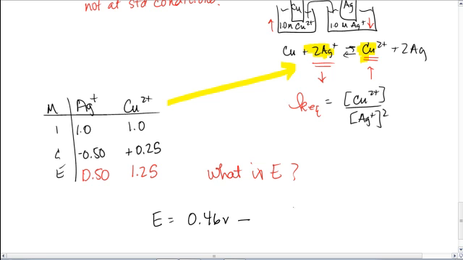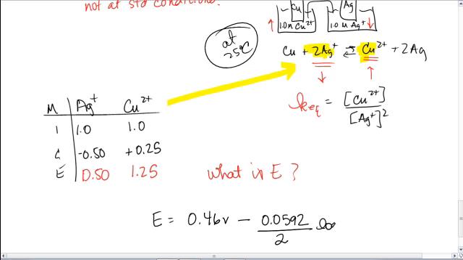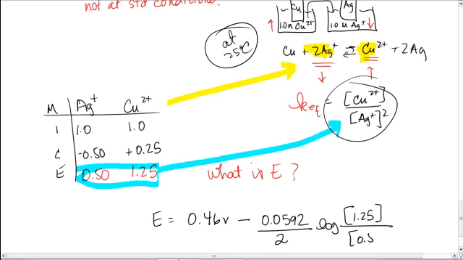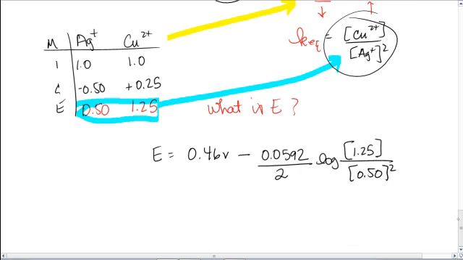Minus, I'm going to use the version at 25 degrees, so we're going to assume we're at 25 degrees here. So I'll use the version that's on your useless information sheet. 0.0592 divided by still 2 moles of electrons. Log, now Q is plug these numbers into this equation. So log of 1.25 over 0.5 squared. And when we do that, we end up with 0.44 volts.